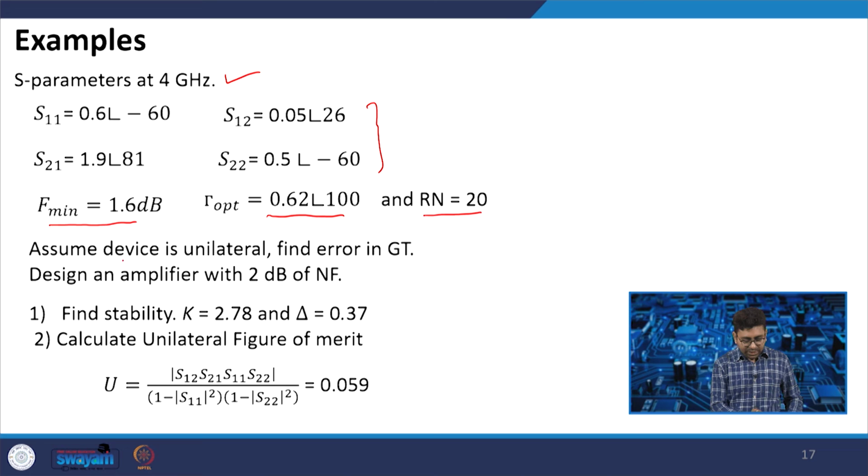So first we are assuming a device is unilateral. We need to find how much error in GT. So that is the unilateral figure of merit that we can define, and that U is coming as 0.059. And before that the first step is to find the stability at the desired frequency. So here K is greater than 1, delta is less than 1. So this device is stable at this frequency based on the S parameters that are provided.